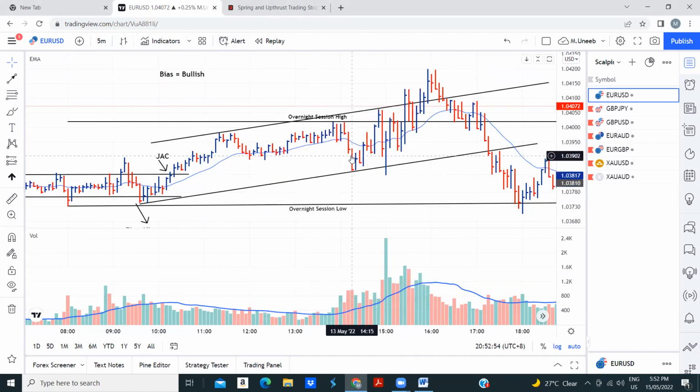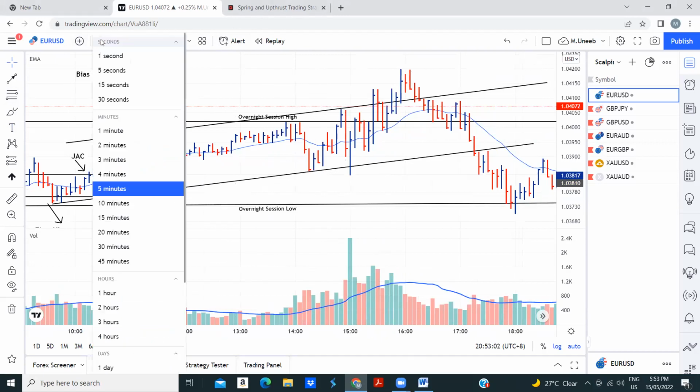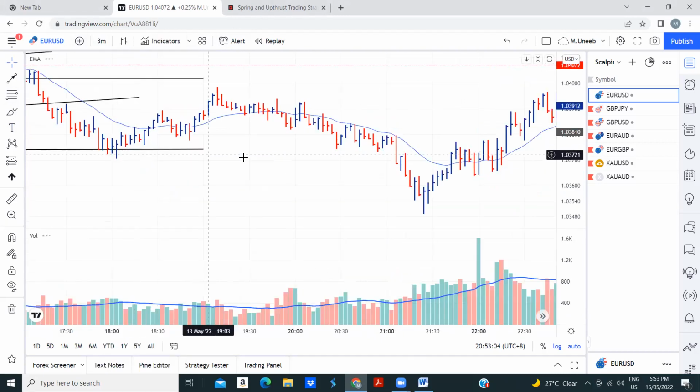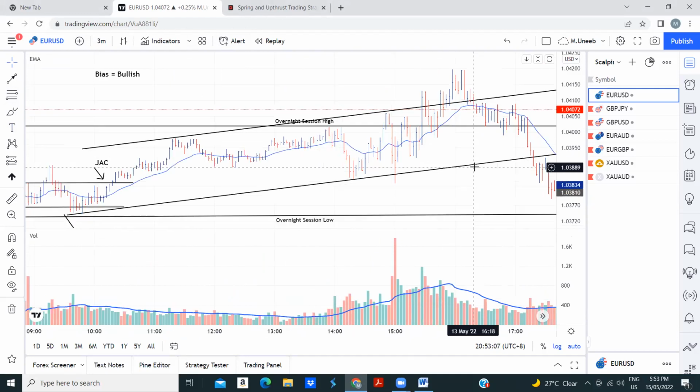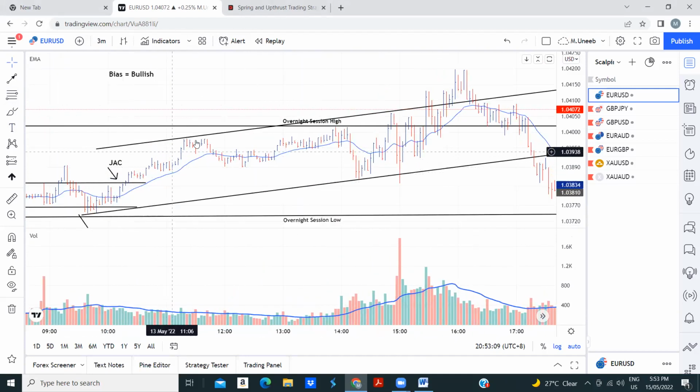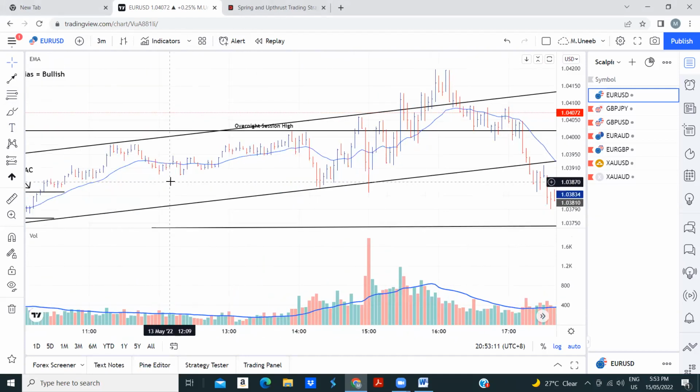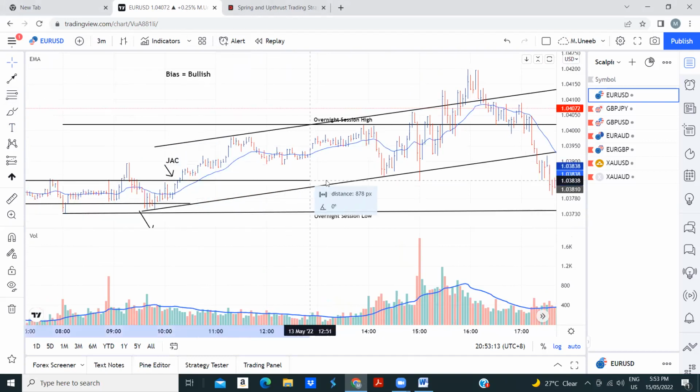Okay. Now we are in the London session here. Now we go to the 3-minute chart. We have identified the bias. Now what do we have to do? We have to draw the Wyckoff symmetry. This is jump across the creek. After jump across the creek, what happens? If we draw and extend this line here.